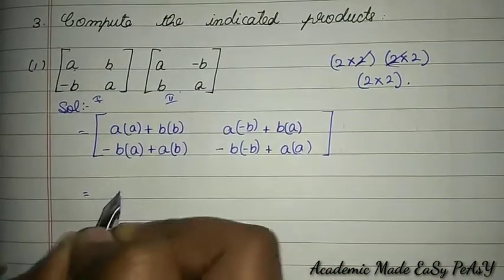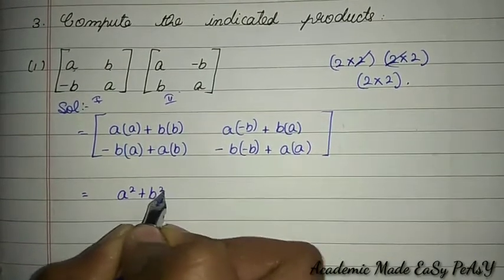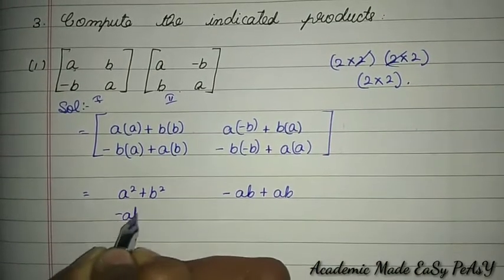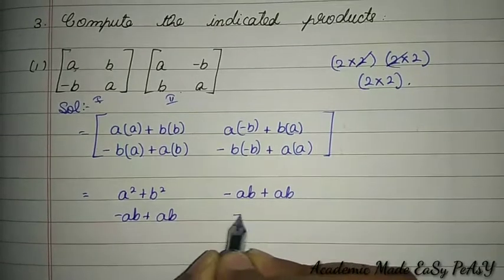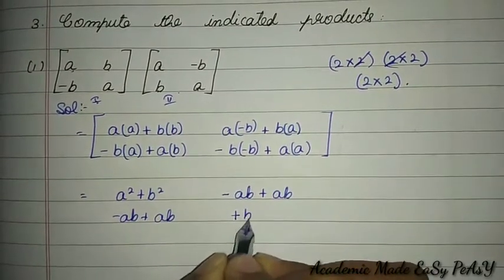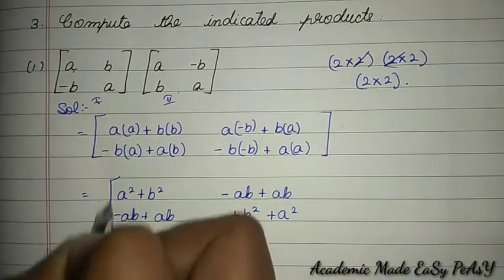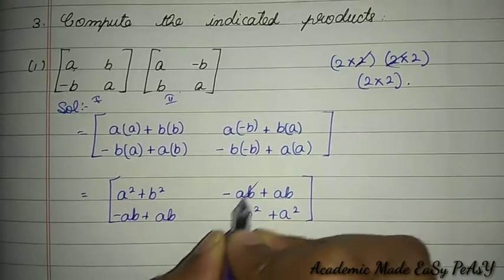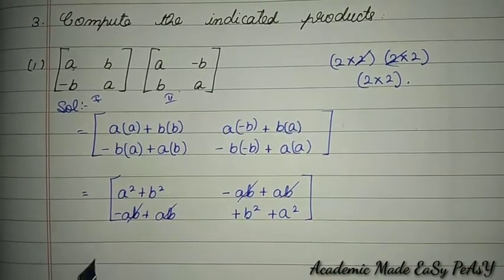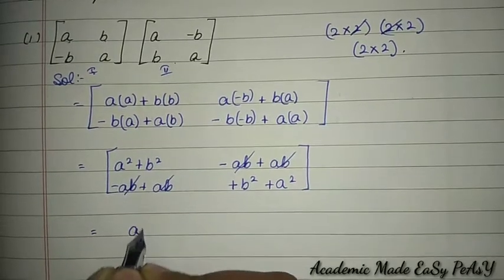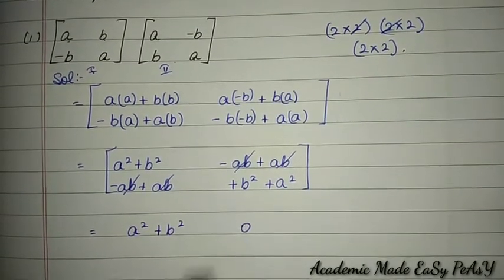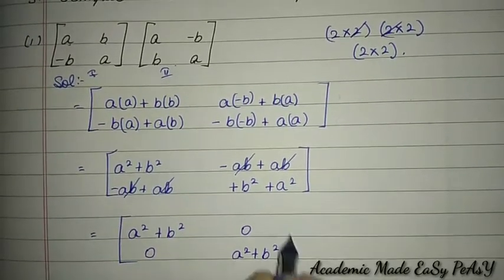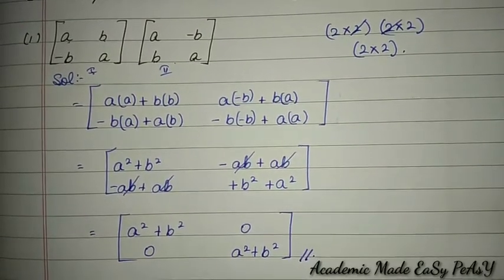So now I will compute. a square plus b square minus ab plus ab minus ab plus ab. Next, minus of minus will become plus, so b square plus a square. Now here I have different signs, so these two will get cancelled, and these two also will get cancelled. So what will be my answer? a square plus b square, 0, 0, a square plus b square. Therefore, this is the required matrix.